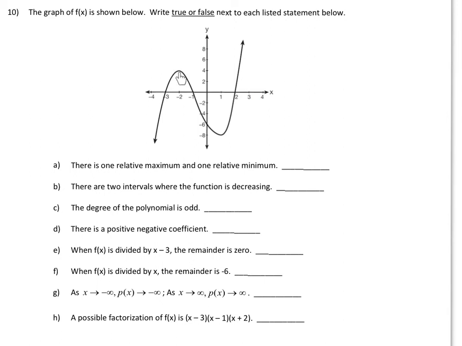is a relative maximum, right? It's the highest point in a particular section of the graph. It's the top of a bump. And this right here is a relative minimum, right? It's the lowest point in a particular portion of the graph. Okay, so this is true.